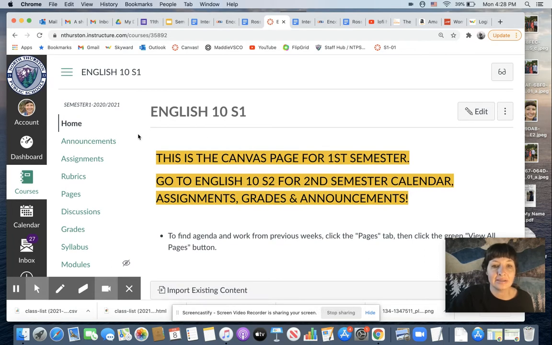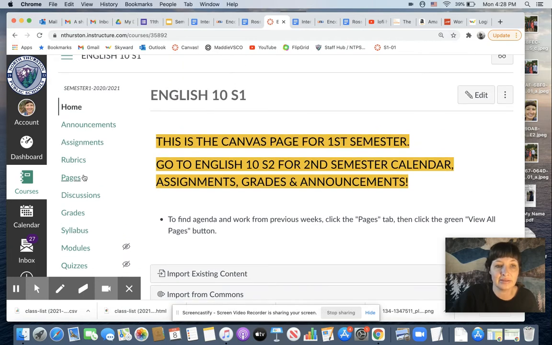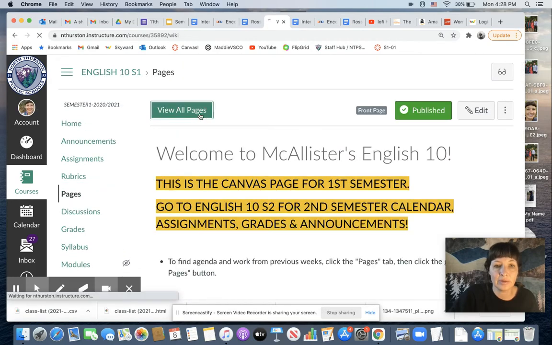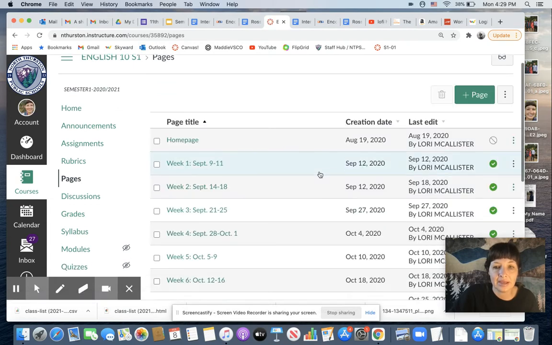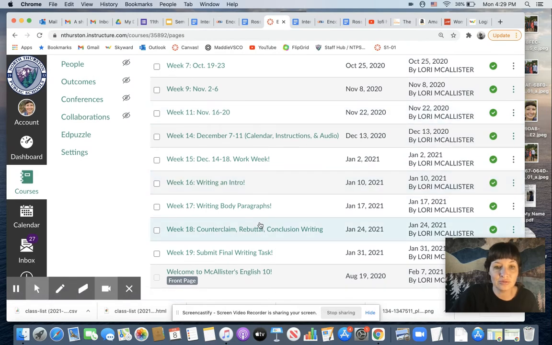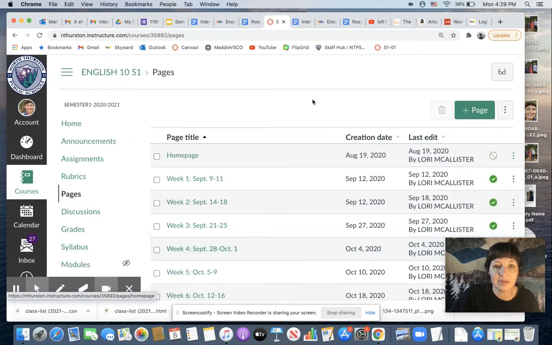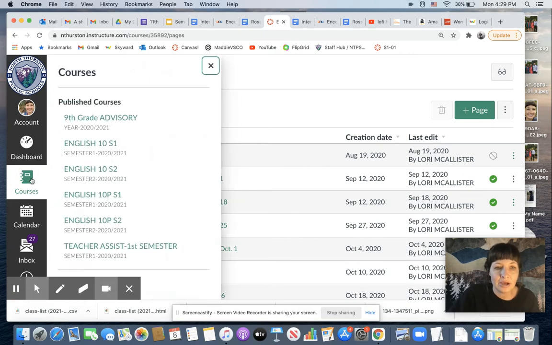The only reason I have the semester 1 page up still is for those people who were failing at the end of the semester and are going to receive an incomplete. They're going to need to access this page for previous work that they missed. In order to do that, they'll click on Pages, View All Pages, and it has all of our weeks listed from the beginning of school with the directions and the calendar and the links to assignments and all that good stuff. So if you are one of those people, just shoot me an email and we will talk.